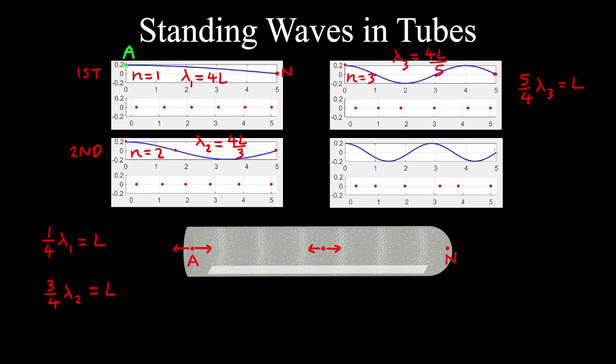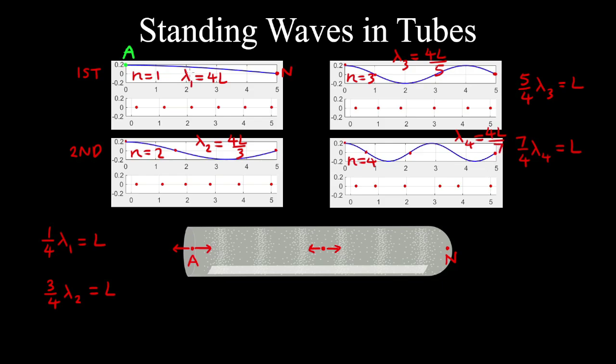And finally, from node to node, we have 1 wavelength plus 1/2 plus 1/4, or 1 3/4 wavelengths for this standing wave. So that would be 7/4 of a wavelength is equal to L. So therefore lambda 4 is 4L on 7.